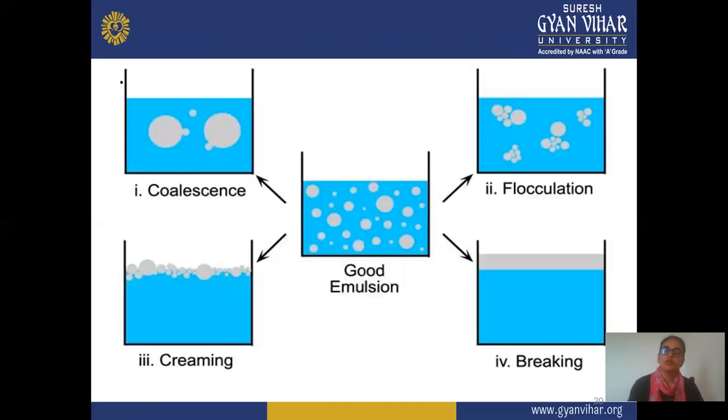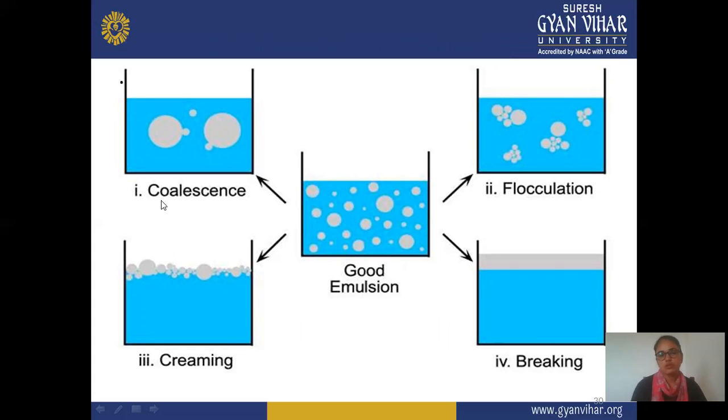This is a problem of flocculation in the emulsion. First is coalescence, second is flocculation, third is creaming, and fourth one is breaking. If this type of flocculation or emulsion is observed, then you can say that your emulsion is in good quality or should be in a stable condition.